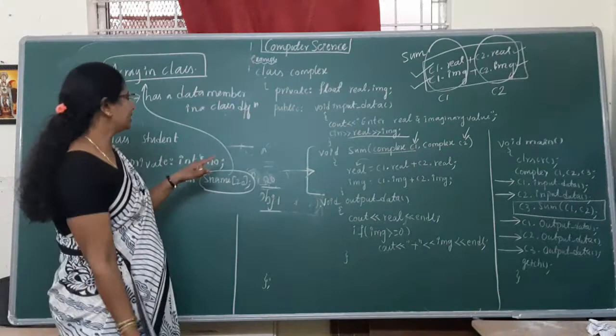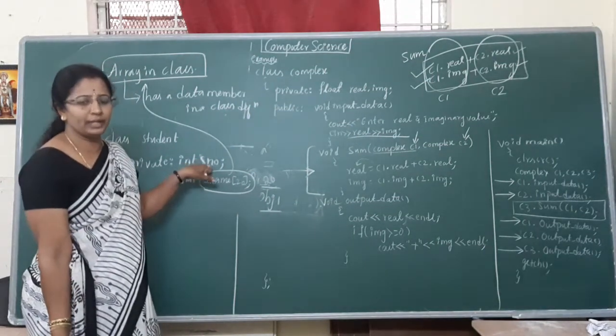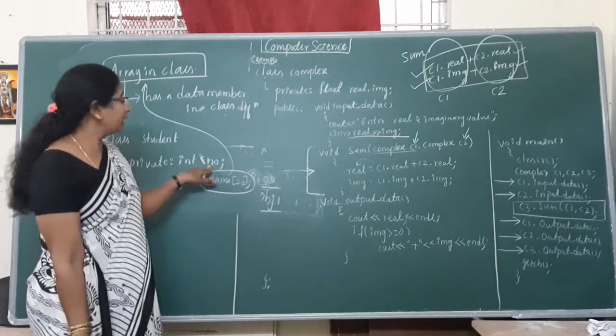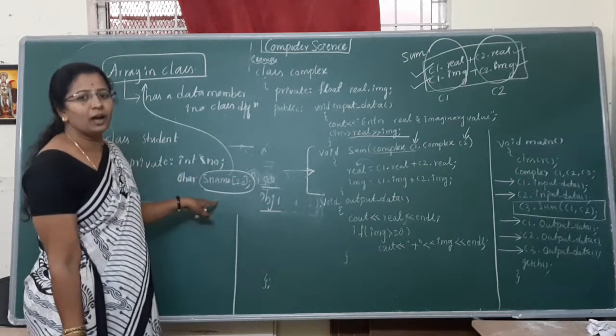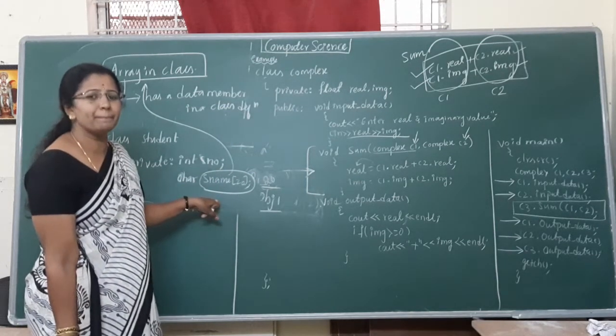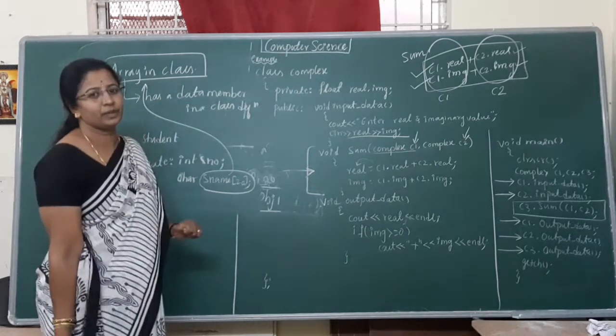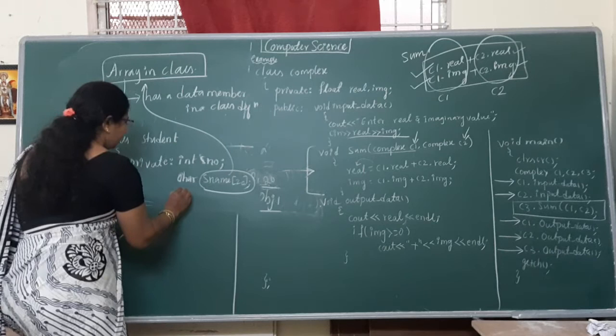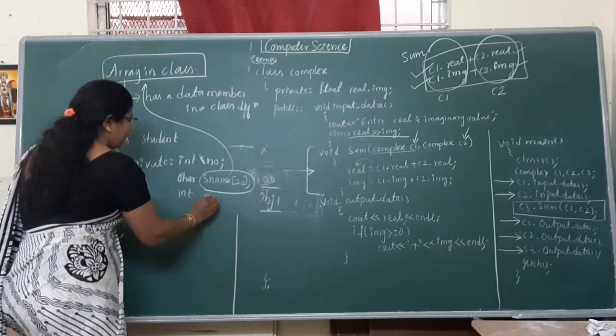That means it is not only a normal variable, we can also use a user-defined derived data type called array as a member in the class. Another one you can use is int marks.